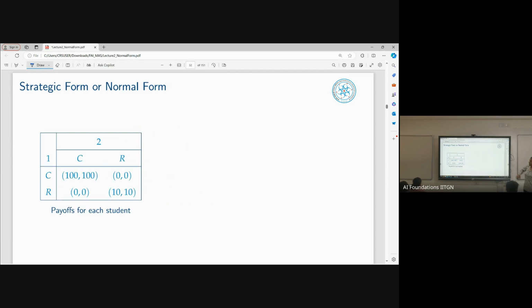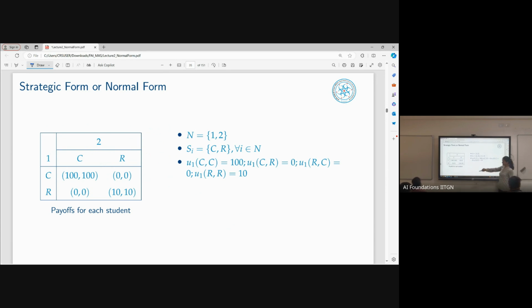So here, what is n? N is 1 and 2. Si for each of the individual agents are C and R. Utilities are essentially for each of the possible outcomes. The outcome could be that both of them are going to class, or one of them is going to class and the other is not, or both of them are not.